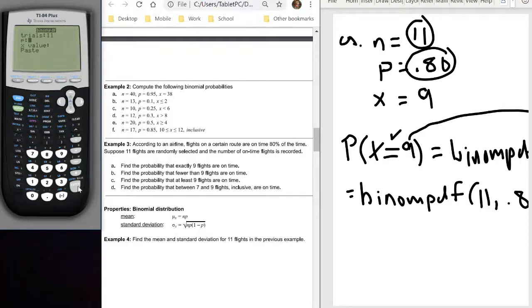Then the probability of success, so we'll enter 80% in decimal form. And then the number of successes we want, exactly 9. And then we'll paste. It'll paste the function to the home screen, and then you hit enter one more time, and it finds your probability. The probability of exactly 9 flights on time out of 11 is 0.295.